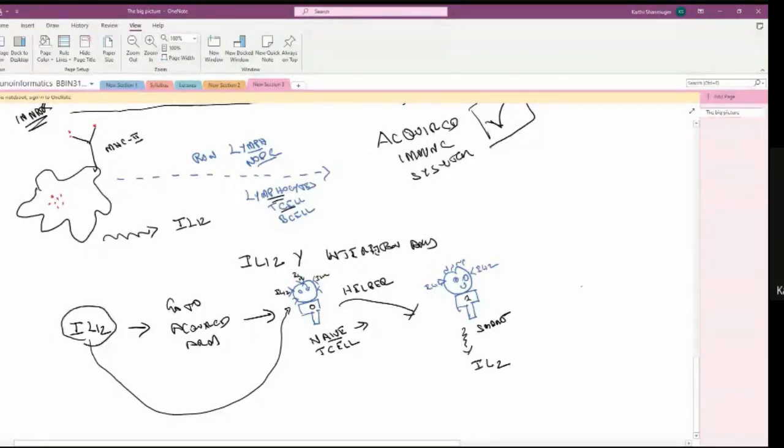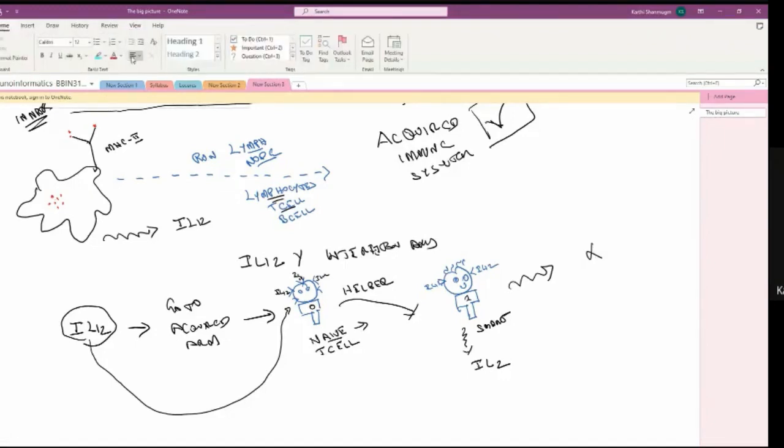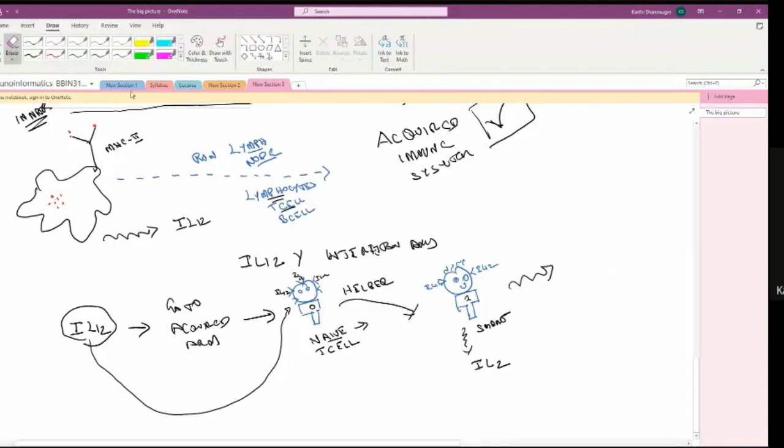In return, the acquired immune system is going to activate the innate immune system. How is it going to happen? This T1 cell is capable of secreting another type of molecule called gamma interferon. So the question is, what are the two types of molecules produced by the T1 cell? One is IL-2, another one is gamma interferon.